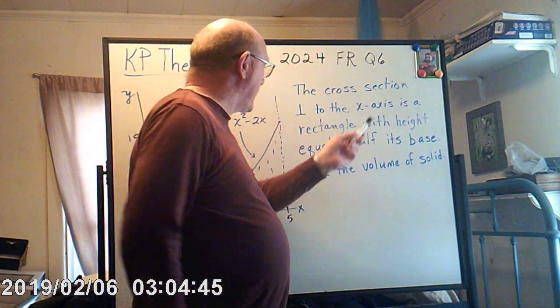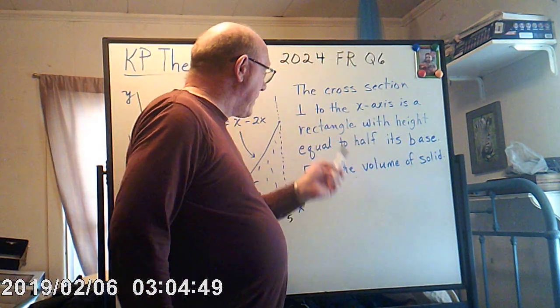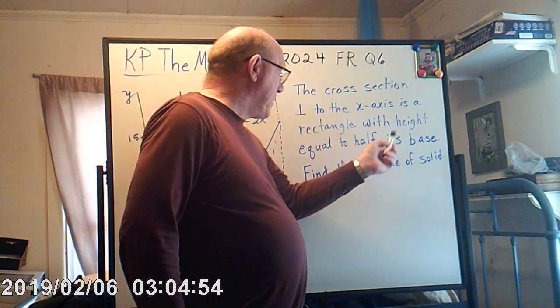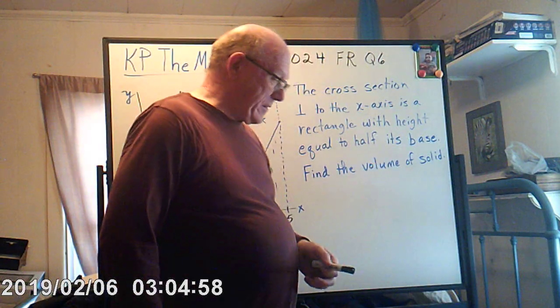It says the cross section perpendicular to the x-axis is a rectangle with height equal to half its base. Find the volume of the solid.